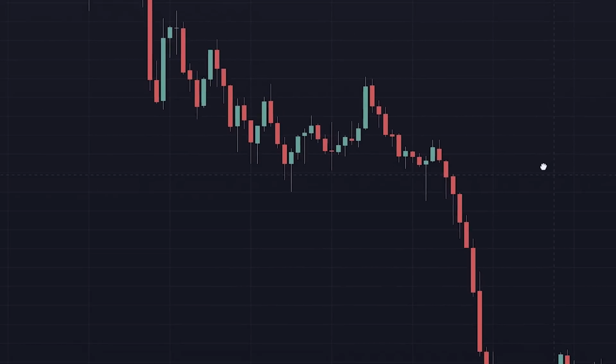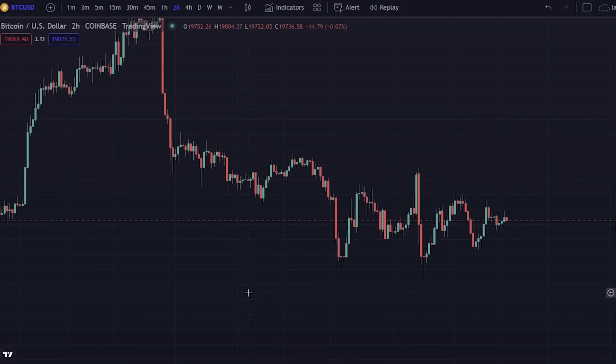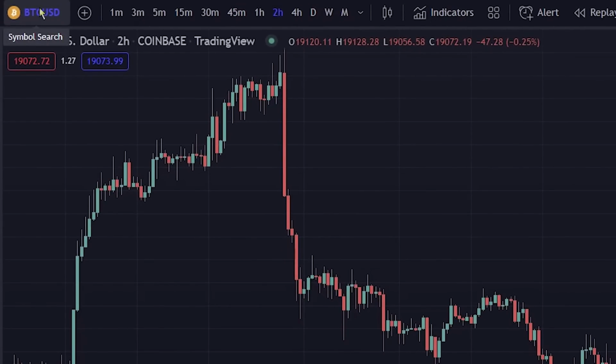Now that we have gotten all of that out of the way, let's set up our TradingView chart and start entering positions. First, head over to TradingView. Now, choose an asset you would like to trade on.